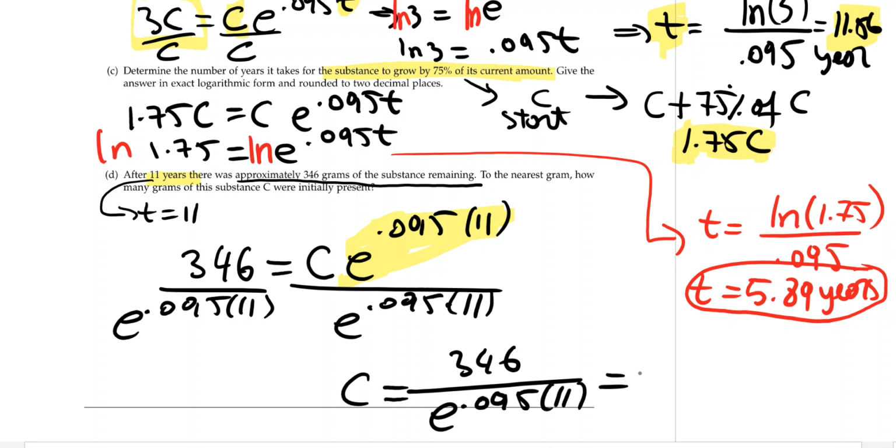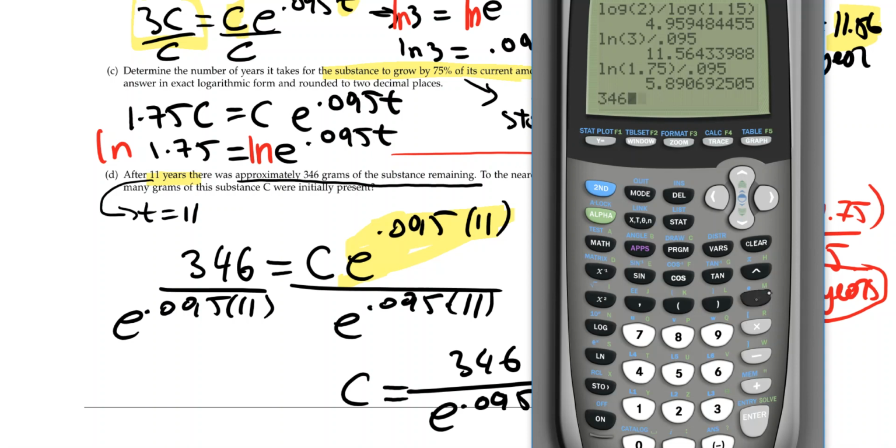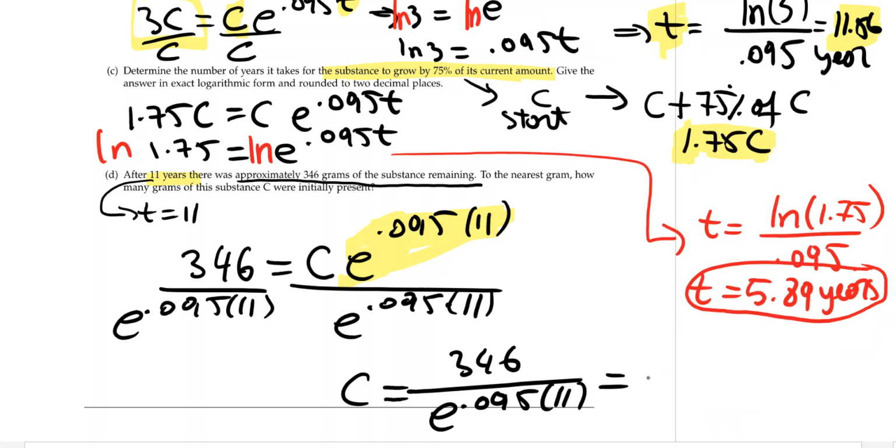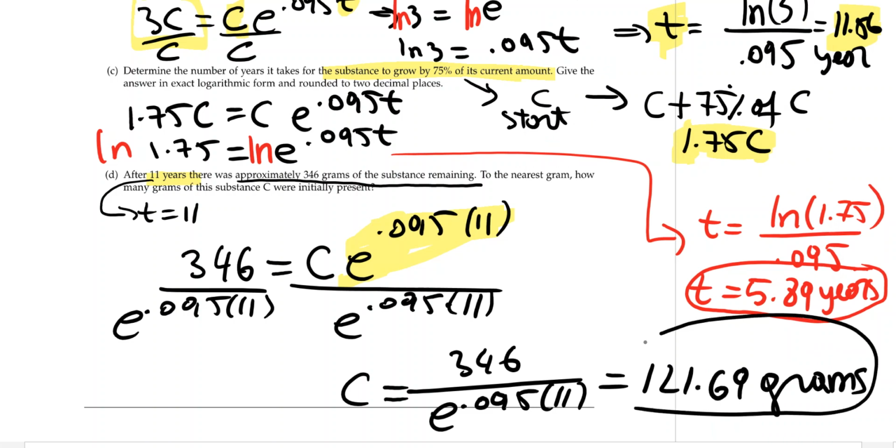So let's put that in the calculator. 346 divided by e to the power 0.095 times 11. That's 121.69 grams. So if I wait 11 years and I see that there are 346 grams left, then we must have started with the initial amount being 121.69.